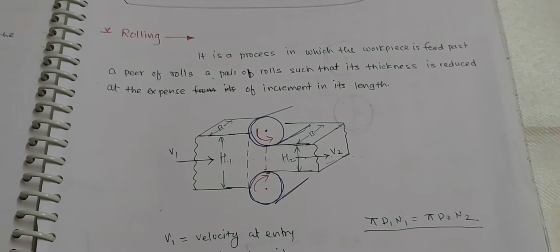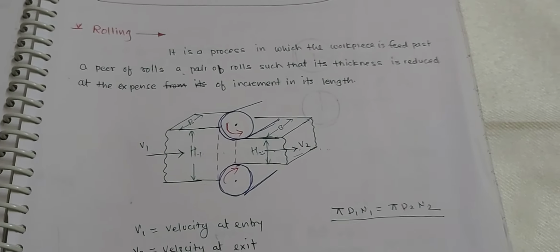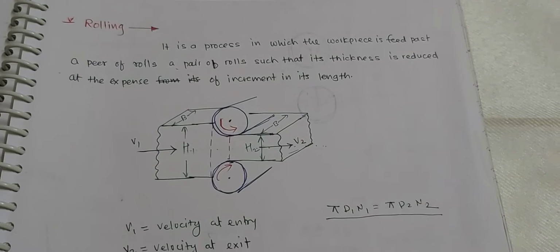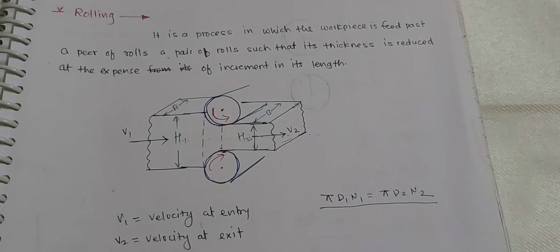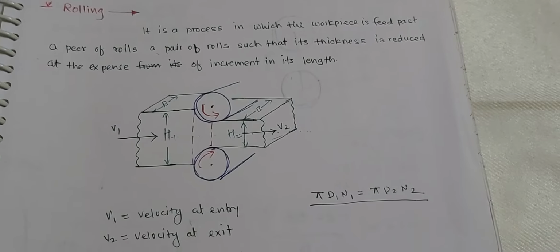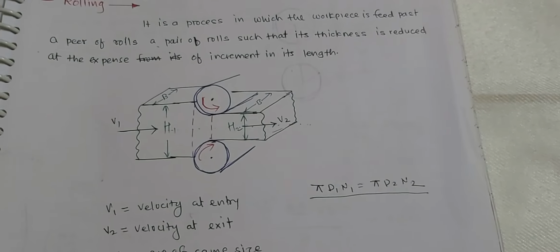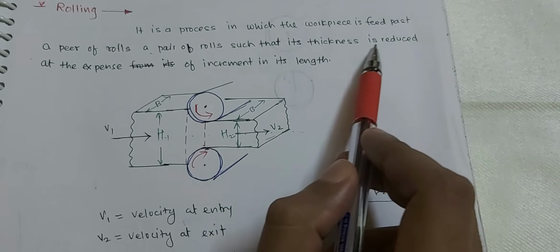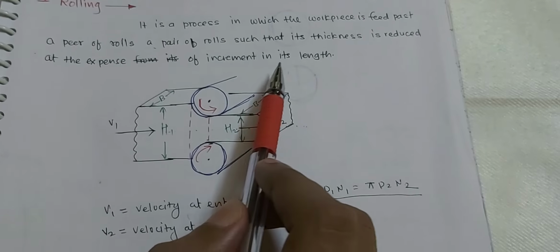Today we are going to discuss rolling operation and its terminology in detail. So let's see first its definition. In rolling operation, it is a process in which the workpiece is fed past a pair of rolls, such that its thickness is reduced at the expense of increment in its length.